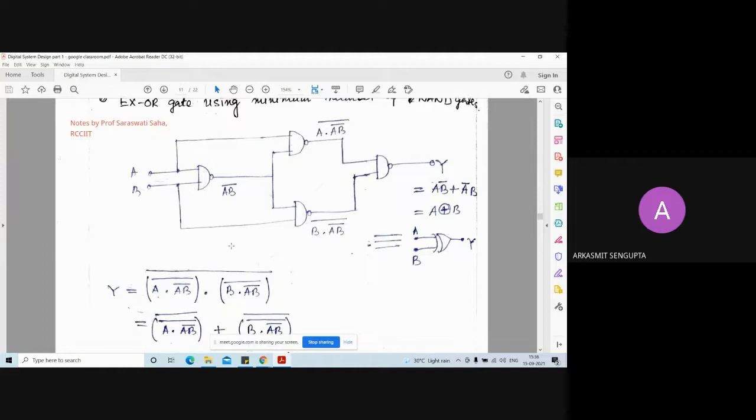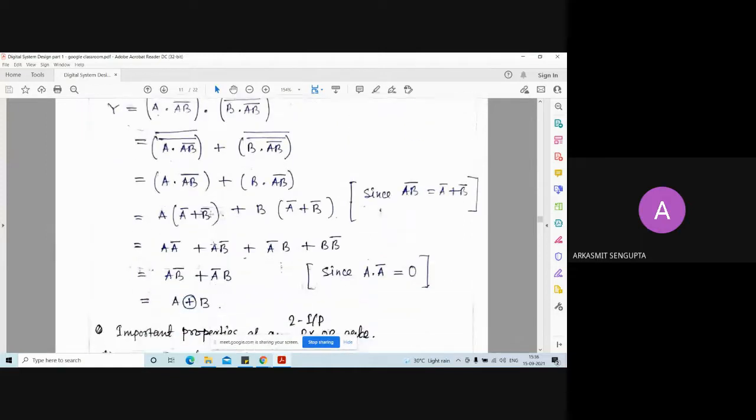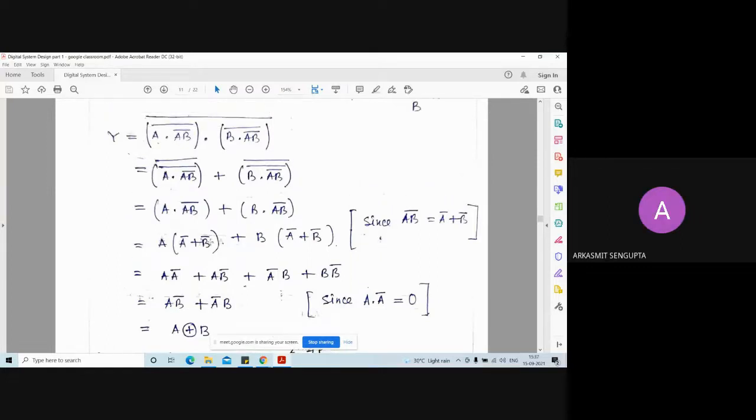Ma'am, this one is a little bit bigger than the previous AND and OR gate. Yes. Then why are we using this one?